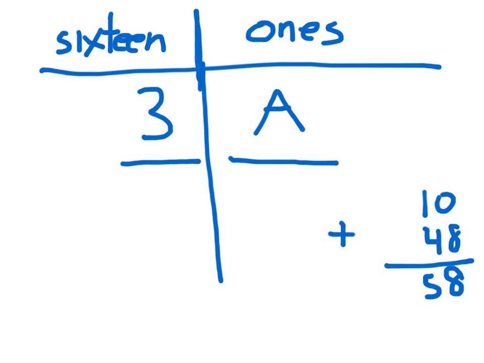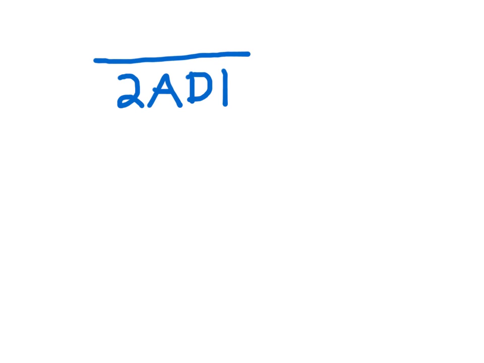Now let's look at a more complex example. Okay, so here we have a hexadecimal number, and what we need to do is look at the different place values. So I'm actually going to space this out more.